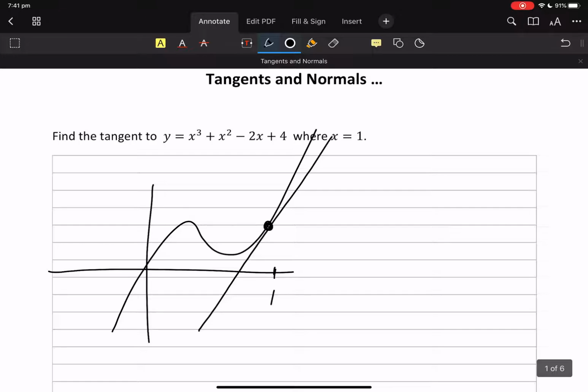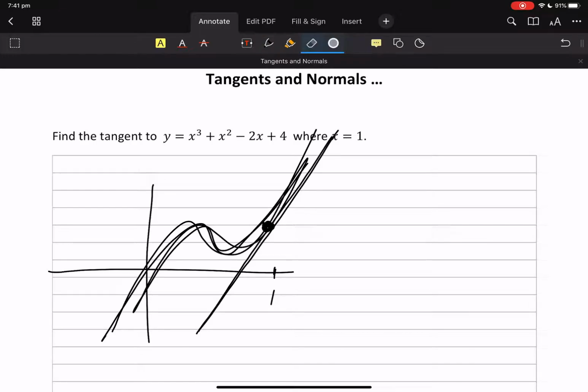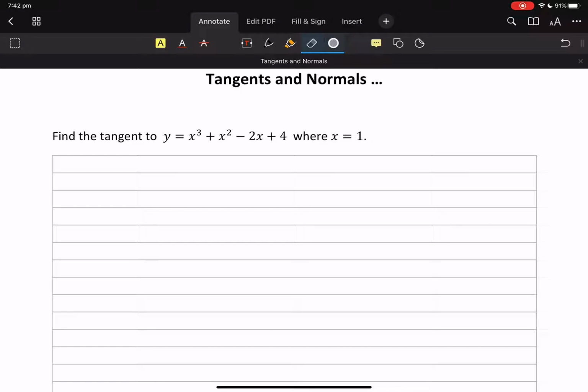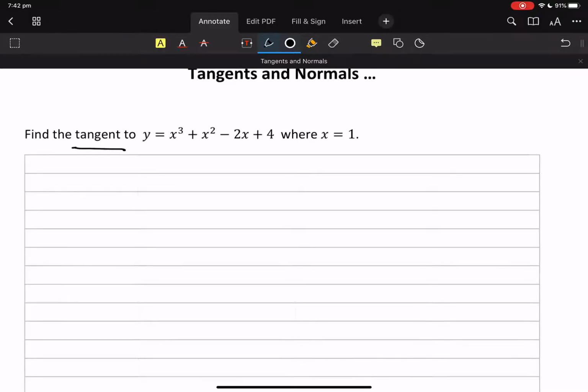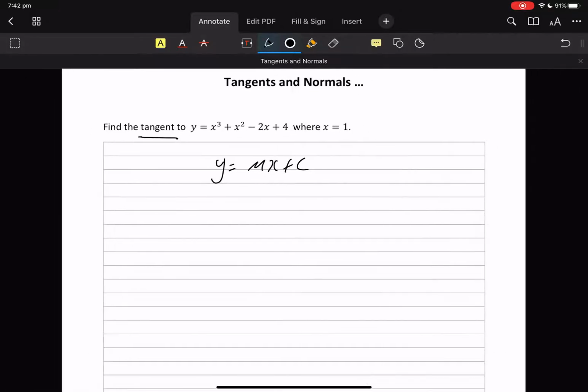Right. So I need to find the slope of the cubic at 1, and then the tangent's going to go through that point. Just sketching that, getting it right in your head, means it's not that much of a challenge. Because it's a tangent, our tangent's going to be in the form y equals mx plus c, because it's a straight line.